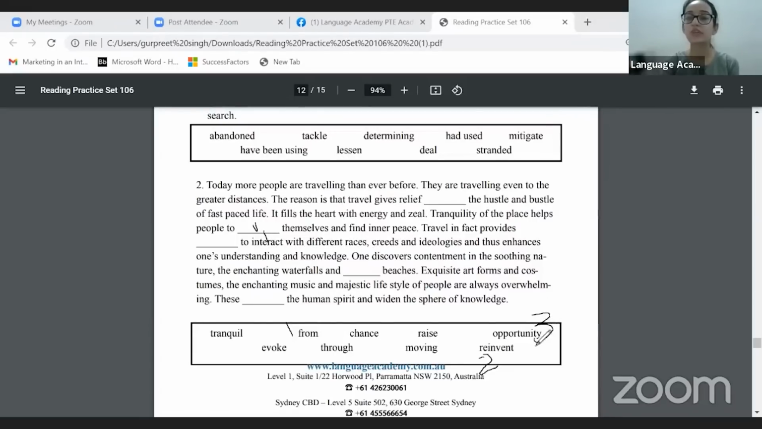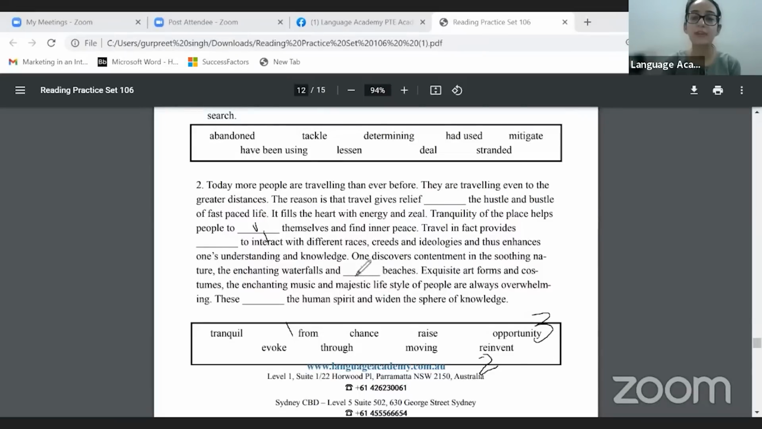It provides an opportunity. Out of chance and opportunity, opportunity is more academic than chance. Chance is a general word. With different people, to understanding and knowledge, one discovers contentment in the soothing nature, the enchanting waterfalls, and the beaches. So the sentence is complete.